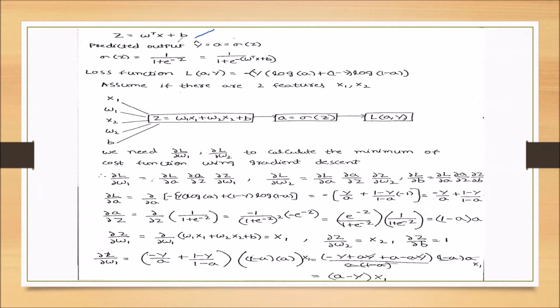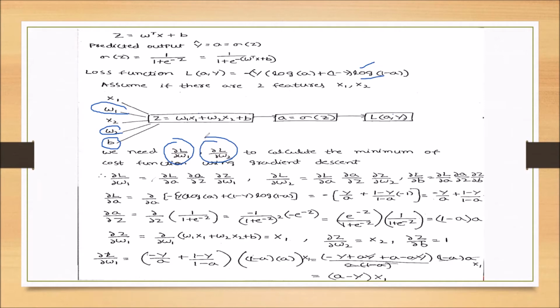So this is our z and predicted output y cap, which is equal to 1 by 1 plus e to the power minus z. I am representing this as 1 by 1 plus e to the power minus omega transpose x plus b, and this is the loss function. So finally, we want to know how the loss function is being affected with respect to w1, w2 and b. So we want to know what is dou L by dou W1, dou L by dou W2 and also dou L by dou B.